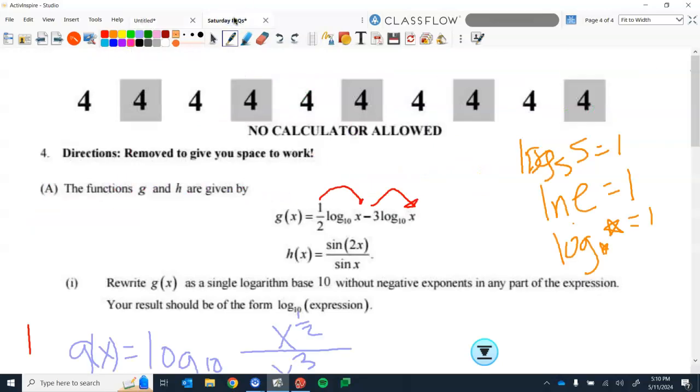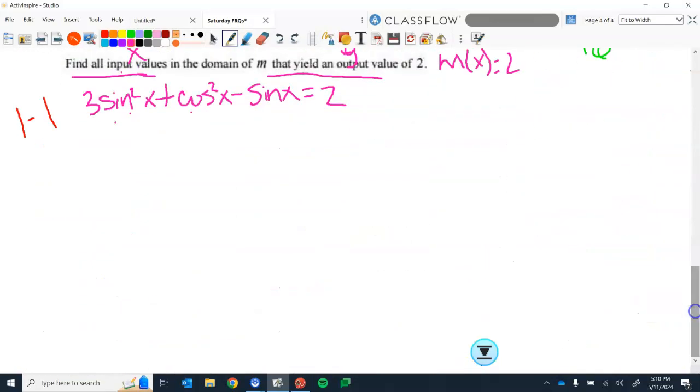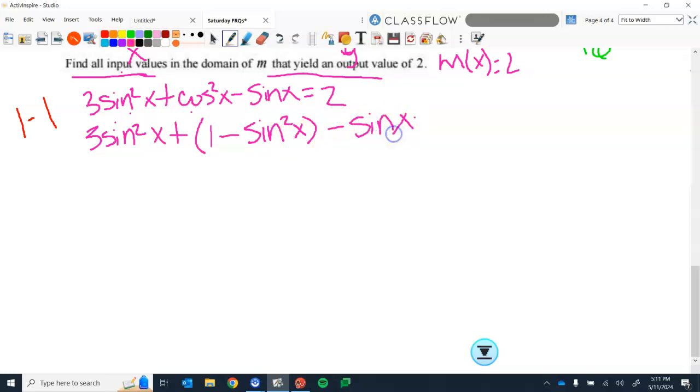So let's go back over here. All right. So I have 3 sine squared theta, or sine squared x, I'm sorry, plus, now instead of cosine squared, I'm putting in 1 minus sine squared. And I'm putting it in parentheses because that is best practice to always do when you have more than one term. Minus sine of x equals 2.